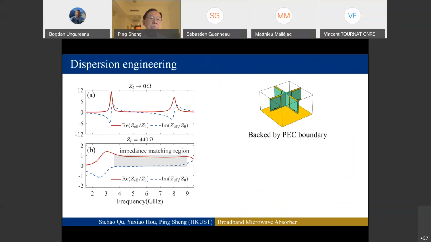So now, in A, in the vertical axis, we show with the red solid line the real part of the impedance normalized by the vacuum impedance. And this is what we have seen before. So at 3 point something and 8.0 gigahertz, you have high impedance. And that's the raw material we have been looking for.